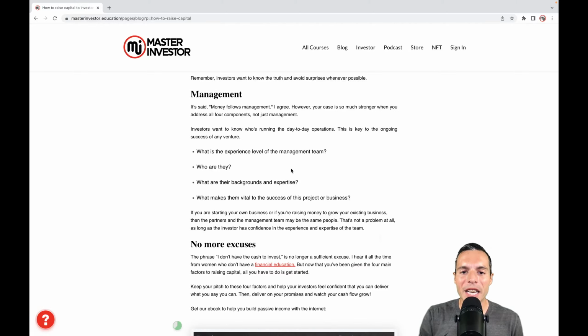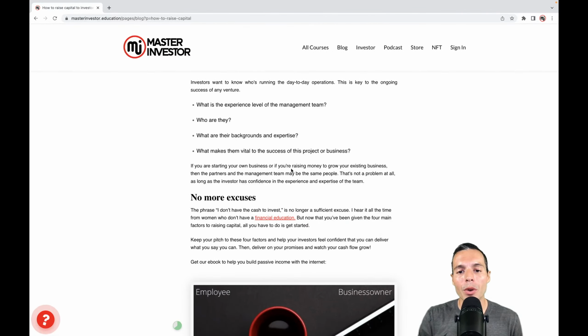Management. It is said money follows management. I agree. However, your case is so much stronger when you address all four components, not just management. Investors want to know who's running the day-to-day operations. This is key to the ongoing success of any venture. What is the experience level of the management team? Who are they? What are their backgrounds and expertise? What makes them vital to the success of this project or business? If you're starting your own business, or if you're raising money to grow your existing business, then the partners and the management team may be the same people. That is not a problem at all, as long as the investor has confidence in the experience and expertise of the team.